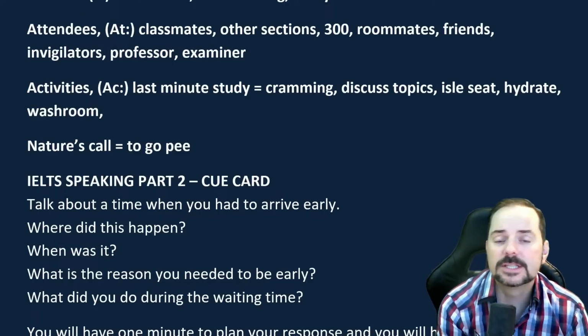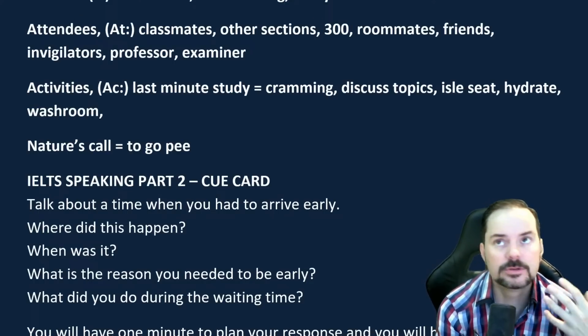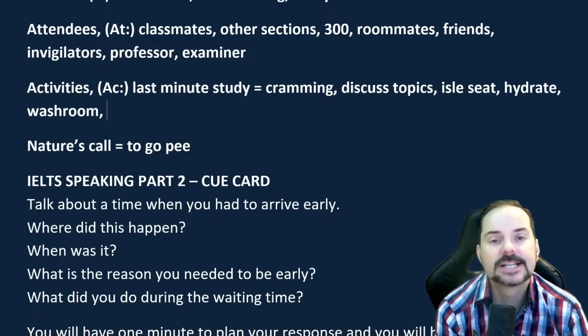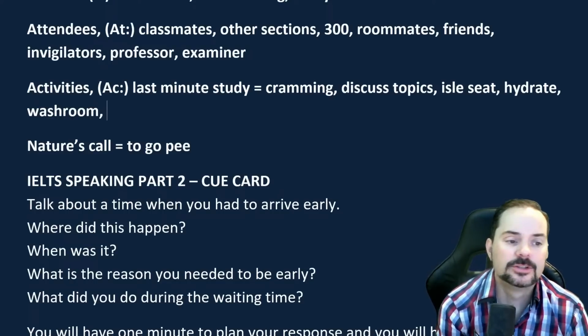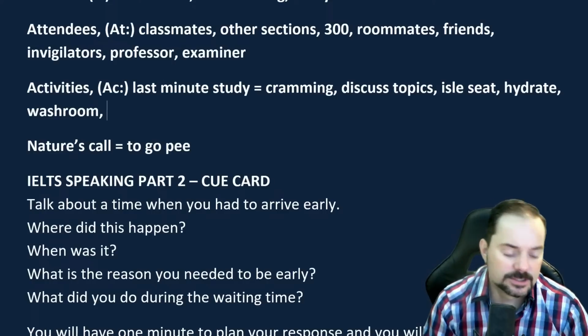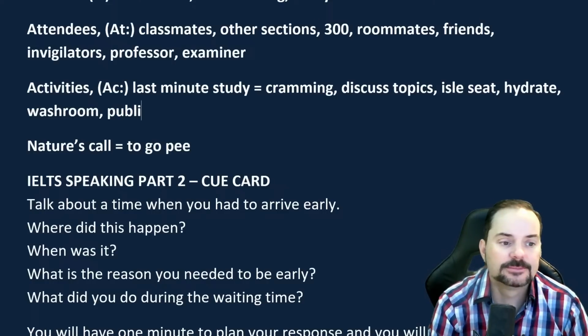Okay, so also catching public transport, right? So one of the reasons you should always go to exams early is you never know. There could be a road accident. There could be other delays with the transit system. So public transit, right?